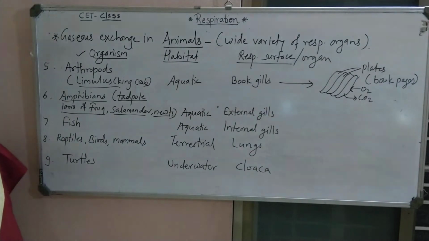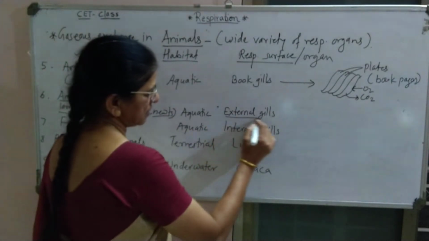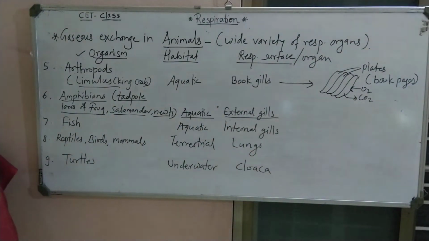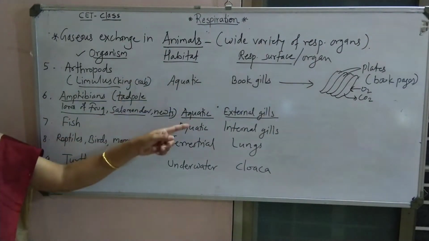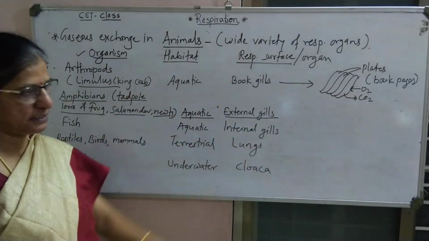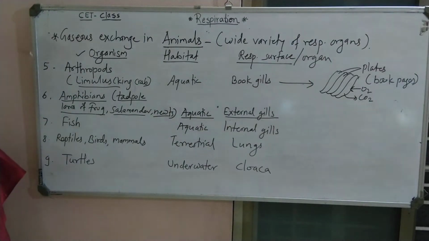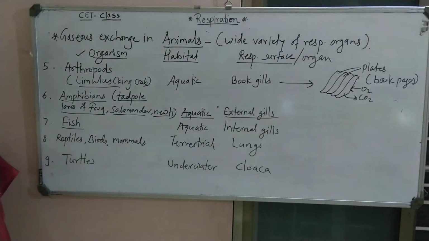It possesses a specific type of respiratory organ known as external gills, because most of the metamorphic changes occur in frog inside this tadpole larva in water, hence aquatic in habitat, and it possesses external gills. The gills which are present outside the body and helpful for gaseous exchange are known as external gills. The next organism is fish, and you know very well fish is one of the classes of phylum Chordata.